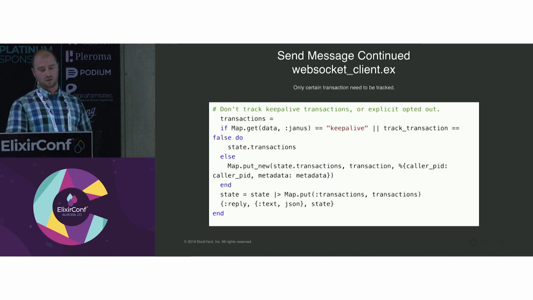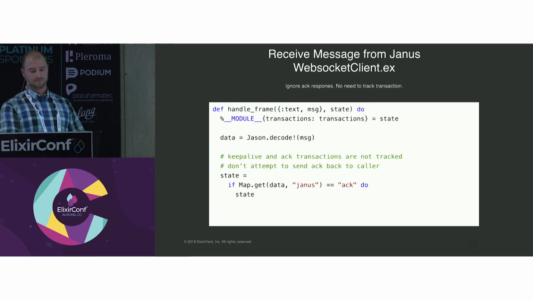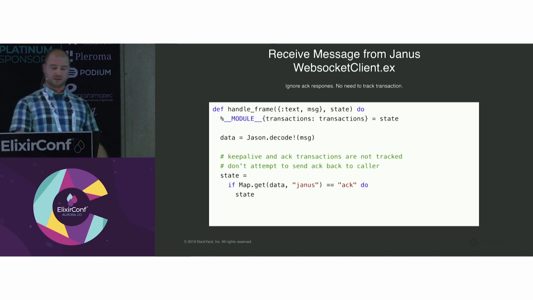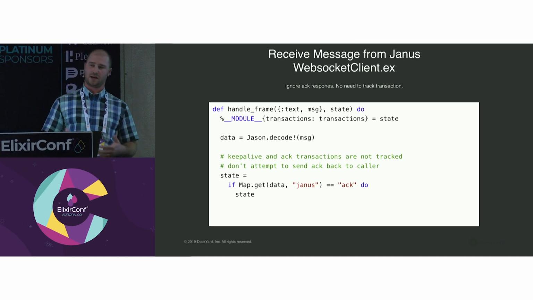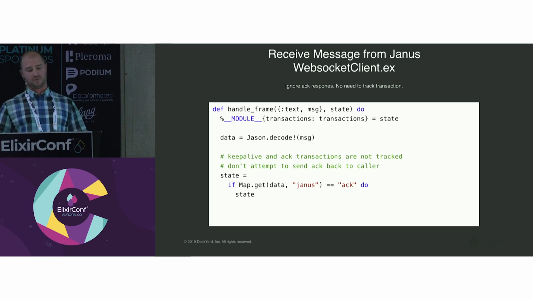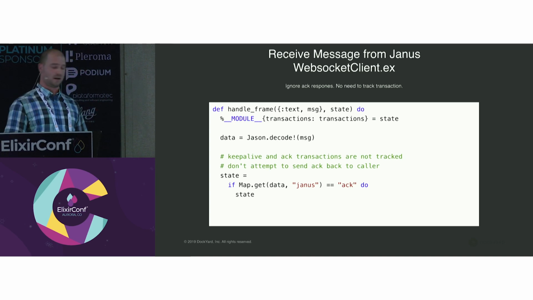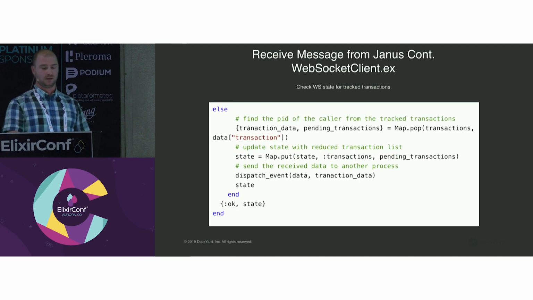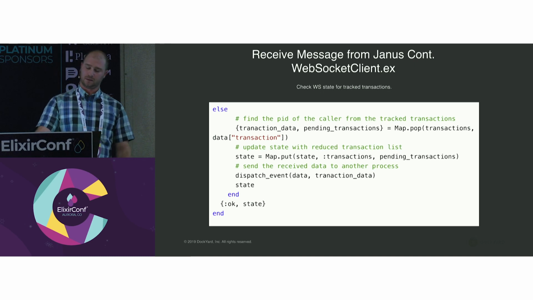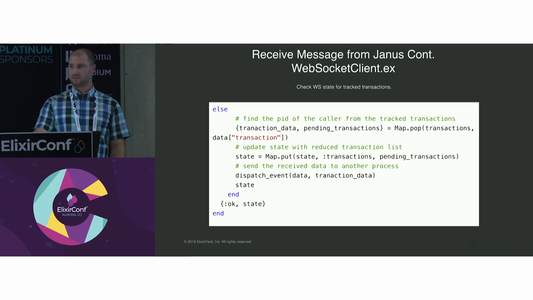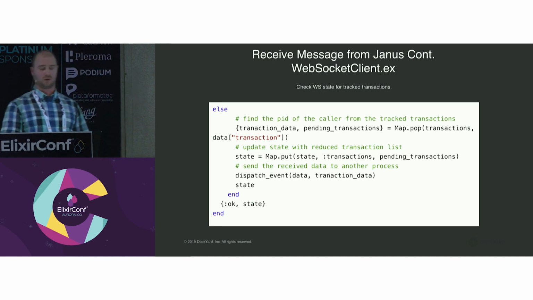Oh, and there's also a way to explicitly not track a call, a transaction. So this is the response back. This is in the website client. It gets a response back from Janus, and it starts to figure out what to do, decodes the data. It looks for ACK, and it just ignores ACK in particular, because there's a lot of ACKs. And I just didn't find any need to incorporate those.